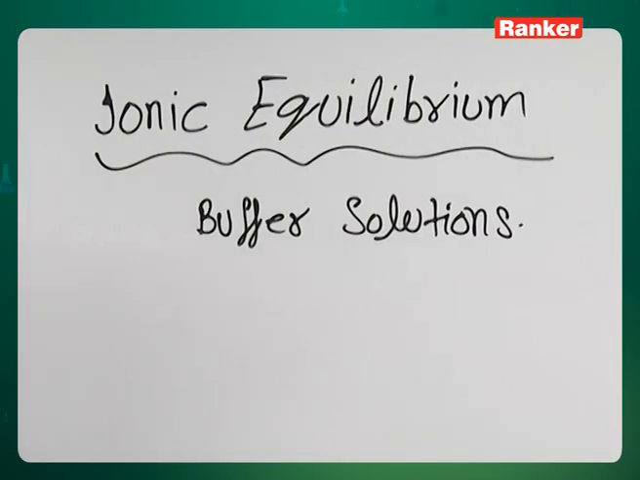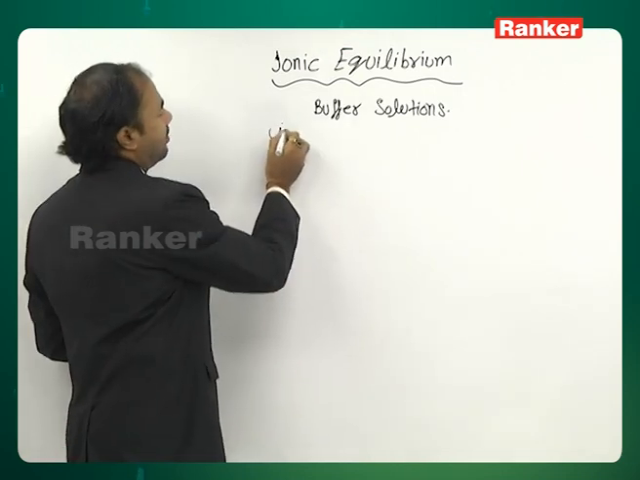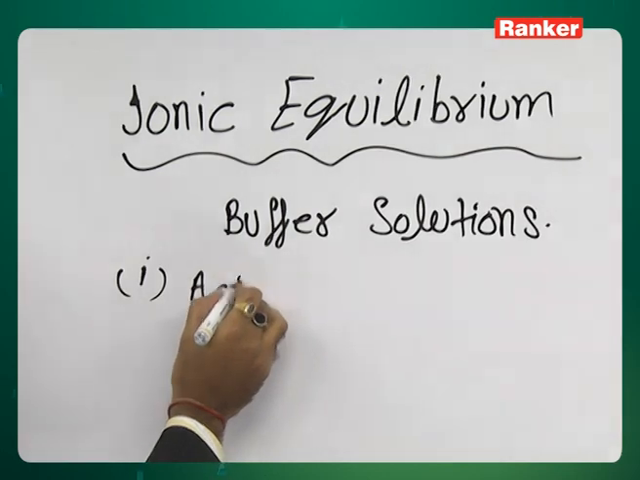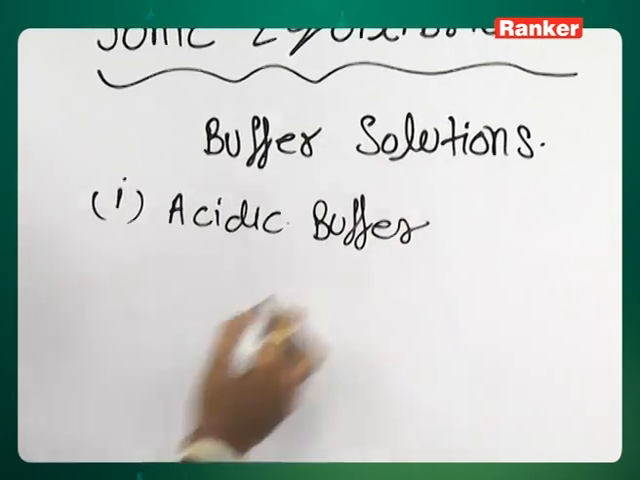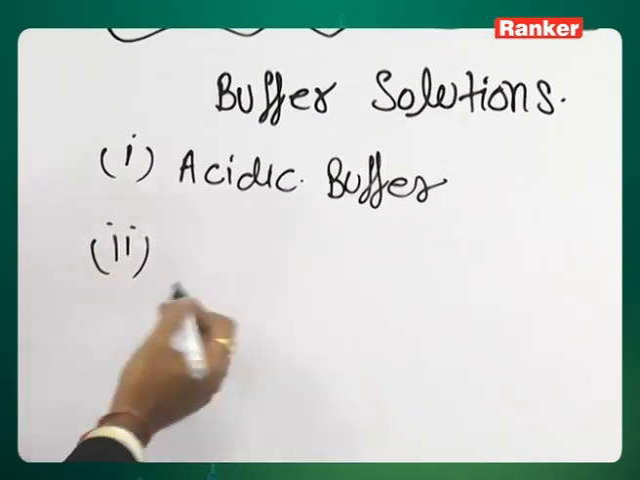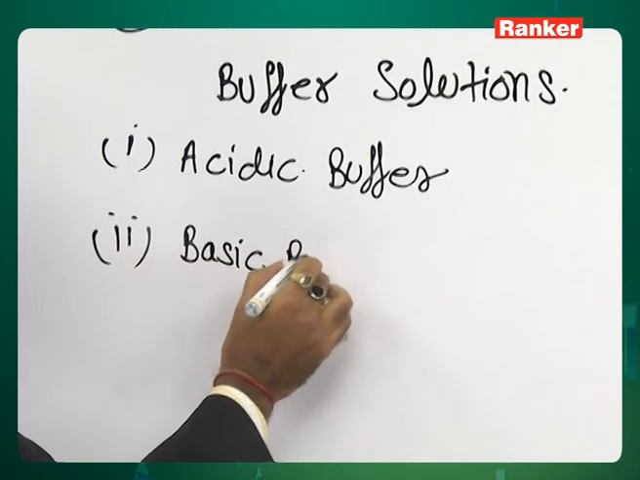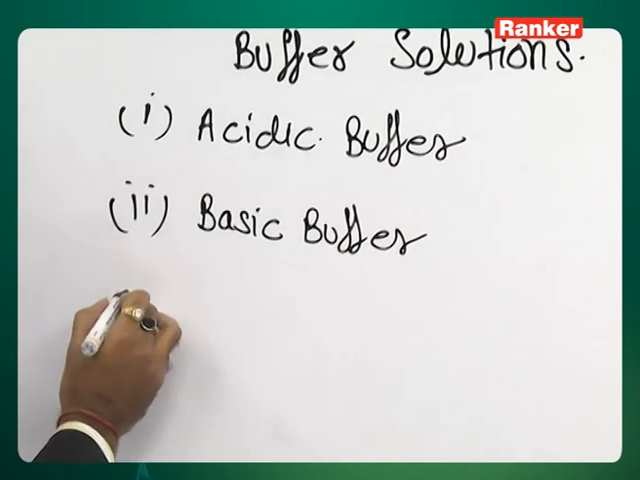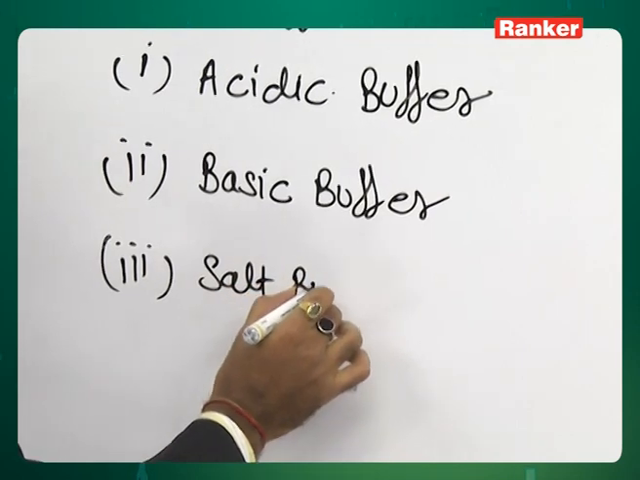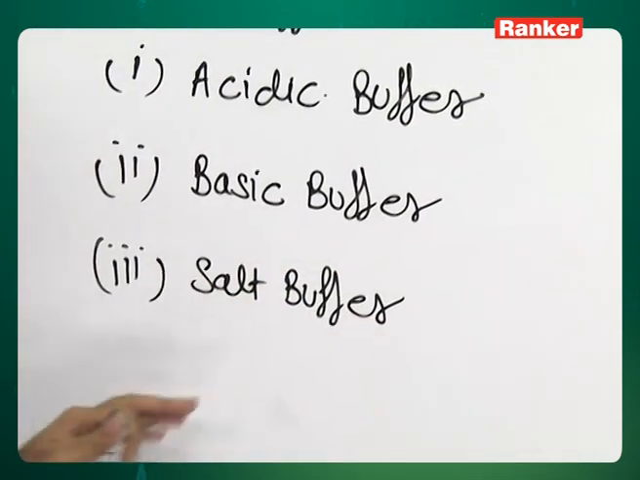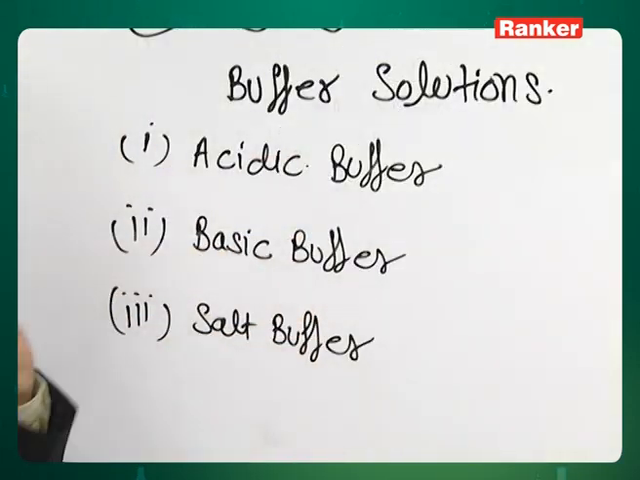See, basically, we have 3 different types of buffer solutions. One type of buffer solutions are called acidic buffer. Other type, you call the second type, are called basic buffer, while the third type is known as salt buffer. Sometimes it is also called as neutral buffer. So 3 types of buffer solutions: acidic buffer, basic buffer, salt buffer.